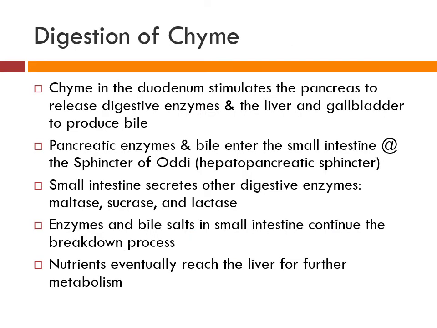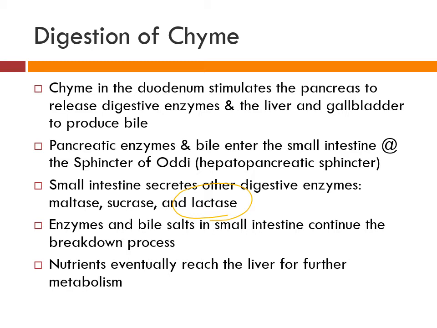Chyme in the duodenum stimulates the pancreas to release its digestive enzymes and the liver and gallbladder to produce and release bile. Pancreatic enzymes and the bile enter the small intestine at the hepatopancreatic sphincter, which is also called the sphincter of Oddi. The small intestine secretes additional digestive enzymes like maltase, sucrase, and lactase, which are breaking down. Each enzyme has its own individual molecule that it's going to break down. Like lactase breaks down lactose, and lactose is the sugar that we find in milk.